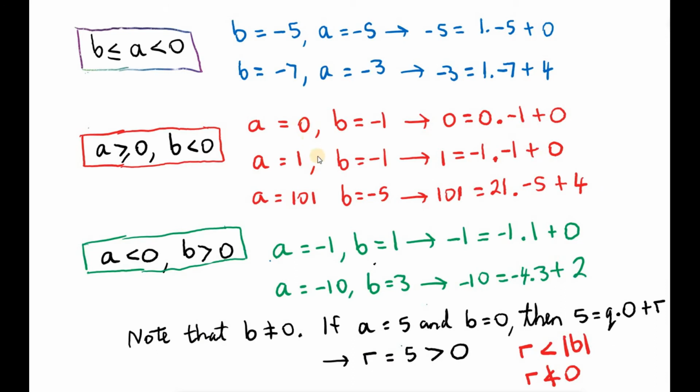Here are some more examples. I just want to mention that if b is 0, then we get into trouble. I've taken the example where a is 5 and b is 0. So if we try to write 5 as qb plus r, we end up getting that r equals 5. But remember, r has to be less than the magnitude of b. And if b is 0, well, the magnitude of 0 is 0, and r is non-negative. r cannot be less than 0. So for that reason, we cannot have b equal to 0.